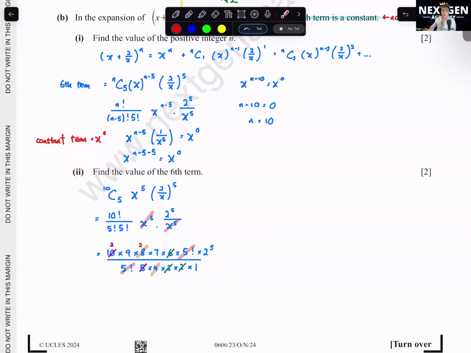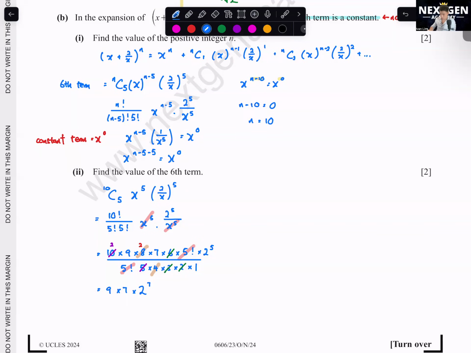We assume we don't have calculator now. We assume no calculator, so that's why I'm calculating manually like that. So 2 times 9 times 2 times 7 times 2 to the power of 5. Okay, can we simplify this? Here got 2, here got 2, then 2 to the power of 5. We can simplify that together. Then 9 and 7, we calculate it. So it will be 9 times 7 times 2 to the power of 7.